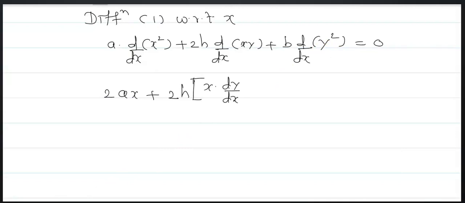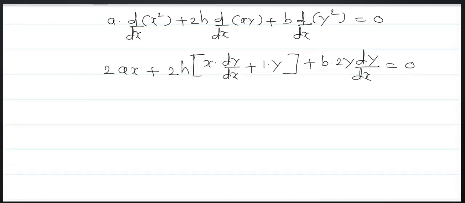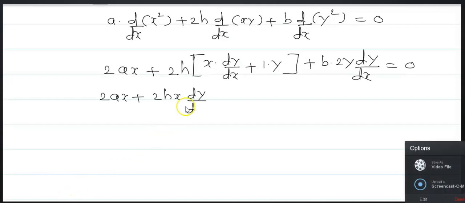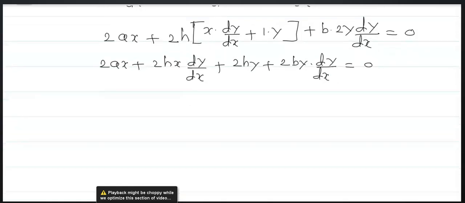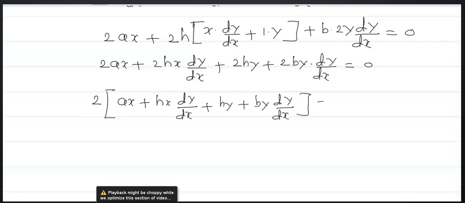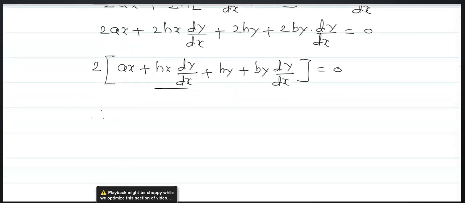That is 2ax plus 2h in bracket x into dy/dx plus 1 into y, plus b into 2y into dy/dx. That is 2ax plus 2hx into dy/dx plus 2hy. And last is 2by into dy/dx. If we take the 2 as common, then in bracket ax plus hx into dy/dx plus hy plus by into dy/dx, that equals 0.